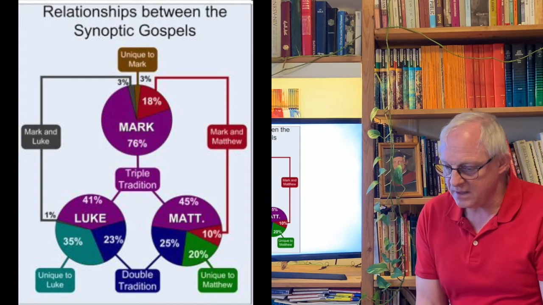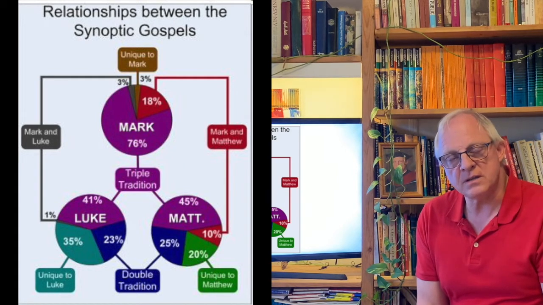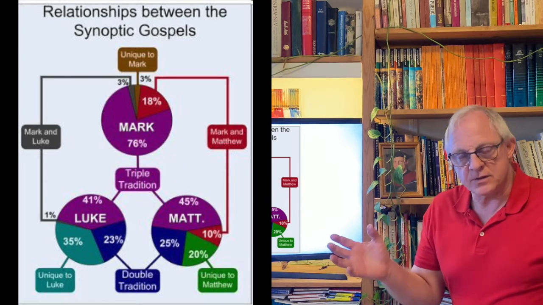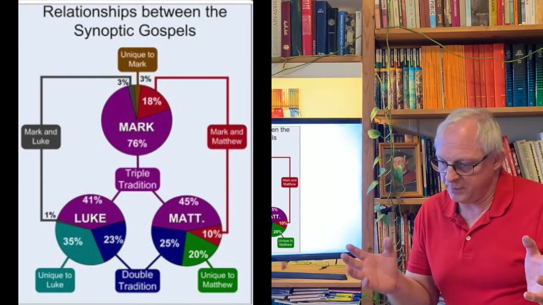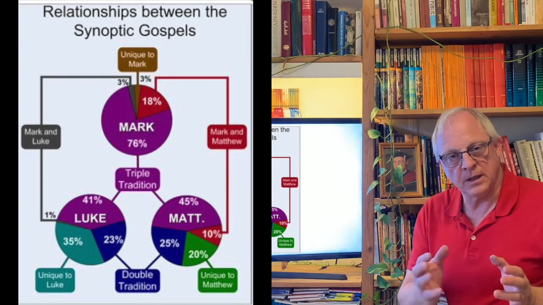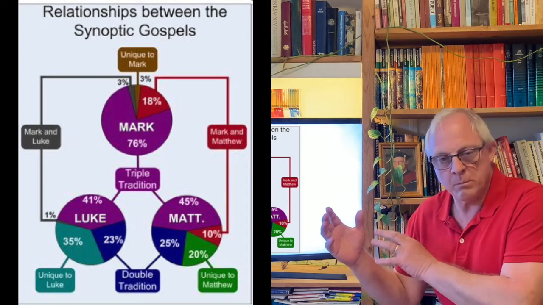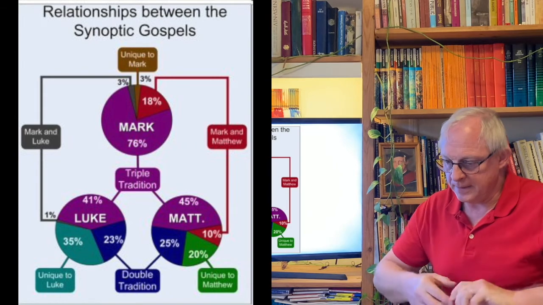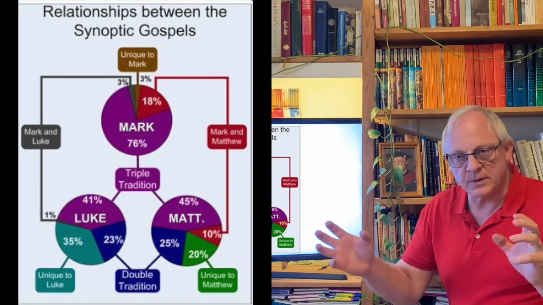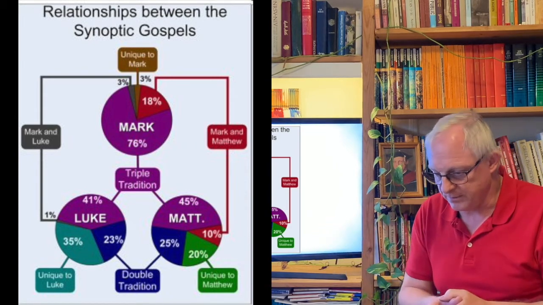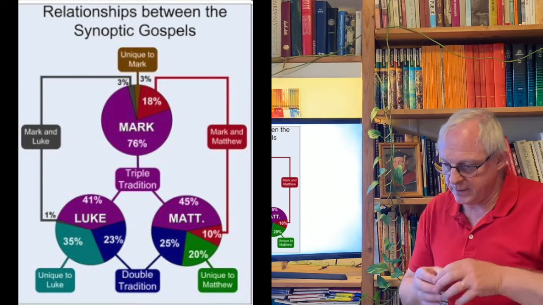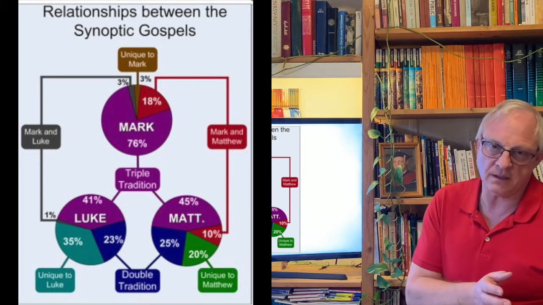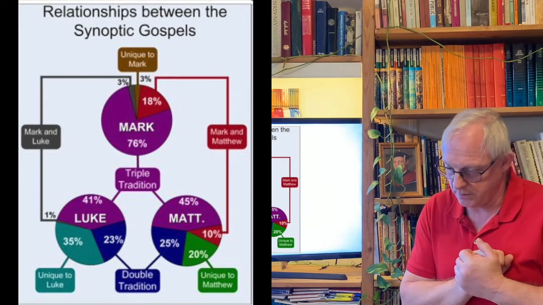Only 3% of Mark is unique, that only Mark has. And then there's an interesting thing: 23% of Luke, which is 25% of Matthew, also shows up in both. These stories show up in both of those Gospels, but not in the Gospel of Mark. And then there are 20% that are unique to Matthew and 35% that are unique to Luke.